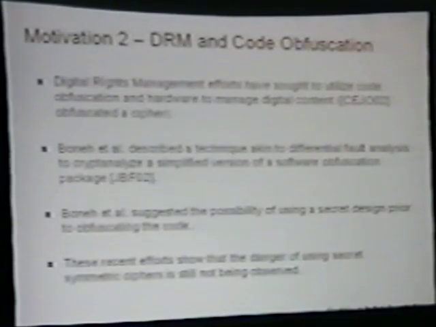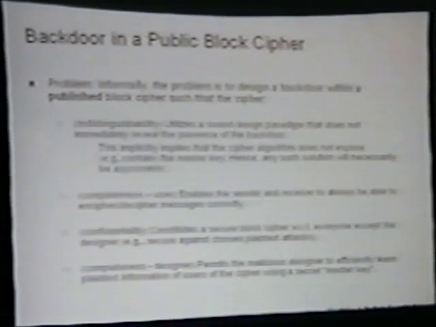Okay. The problem hasn't disappeared because we know RC4 and because we know Skipjack. It's manifesting itself in new ways. So the following is the definition of a robust backdoor in a public block cipher. So this is a block cipher that's published in the proceedings of Crypto or Fast Software Encryption or something like that, that everybody knows.